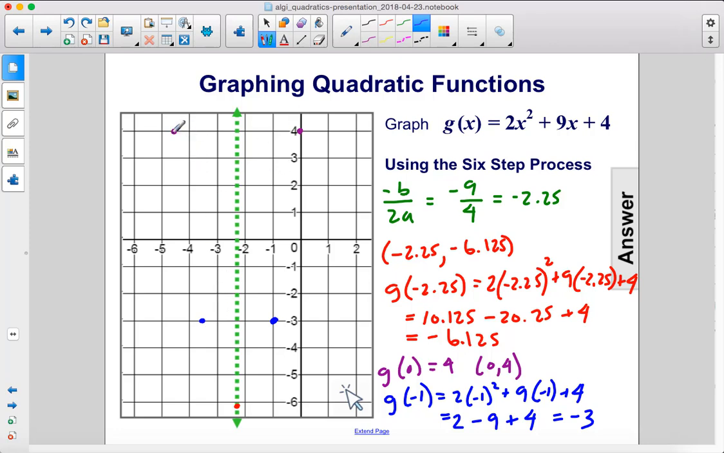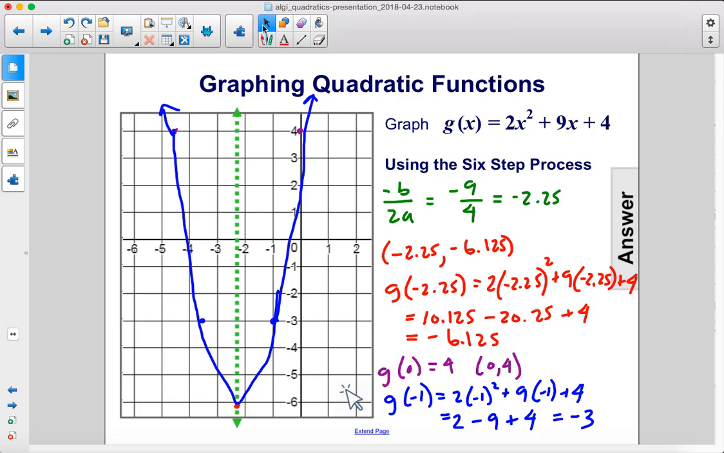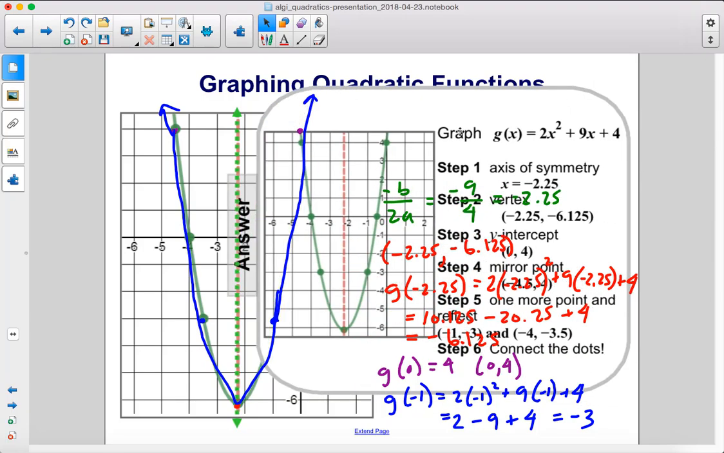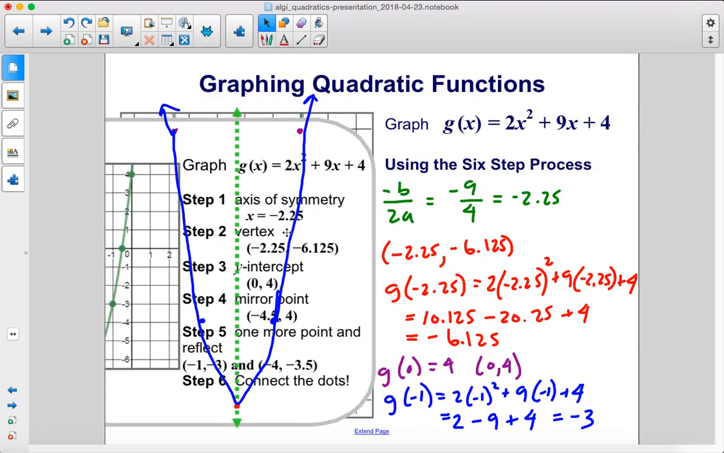All right, and then we just draw. So it looks something like that. All right, let's see. Cool. We did it. And we have all of our numbers there.